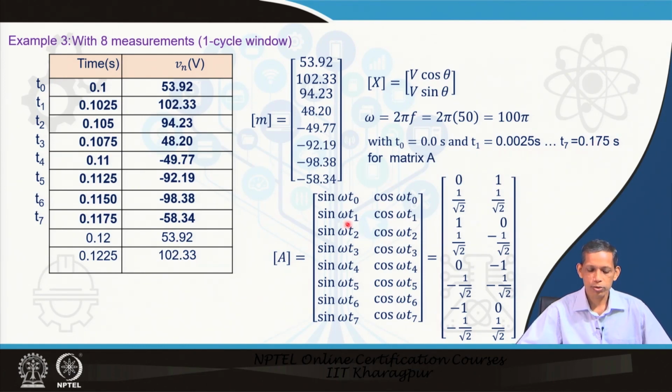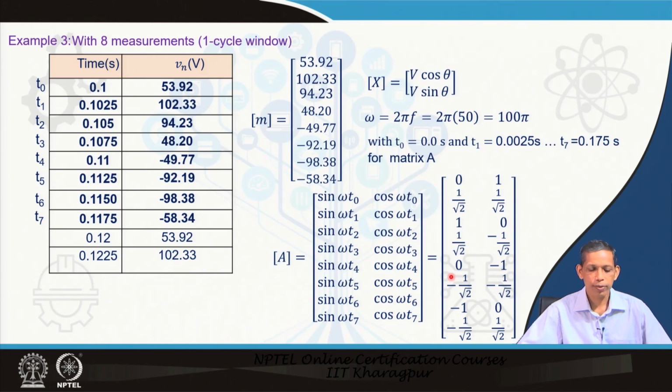And for the A matrix, we defined it as earlier, because now we have 8 points of measurement: sin omega t0, cos omega t0, and like this up to sin omega t7, cos omega t7. Then substituting t0 to be 0 and t7 to be 0.175 and omega to be this, we got the A matrix to be this.